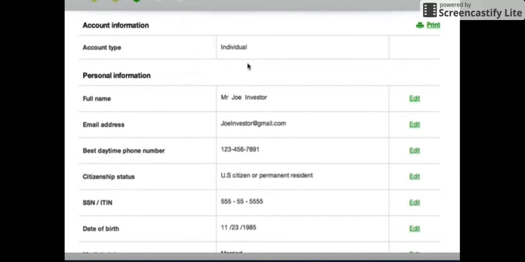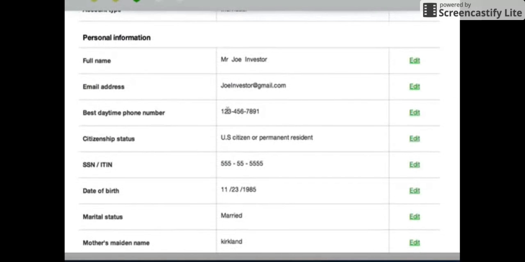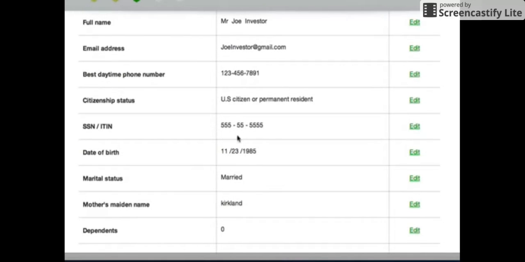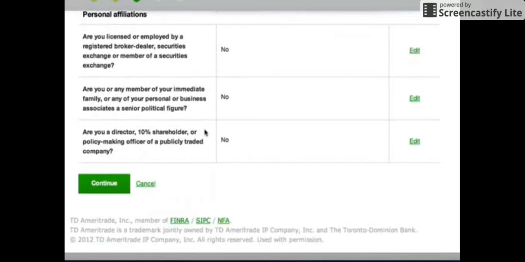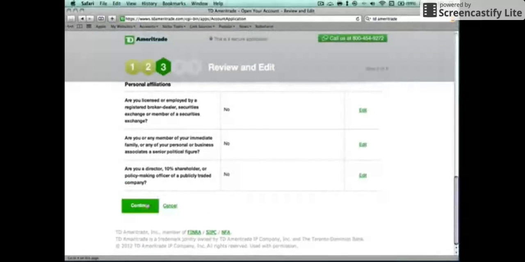And then on the third page here, you're going to get the readout of everything that you entered. So you're going to want to double check everything here to make sure it's correct. Your phone number, everything. Triple check your social security number, date of birth, everything. Make sure everything is okay. And that's 3 out of the 5 steps. I'm not going to continue on with this video.